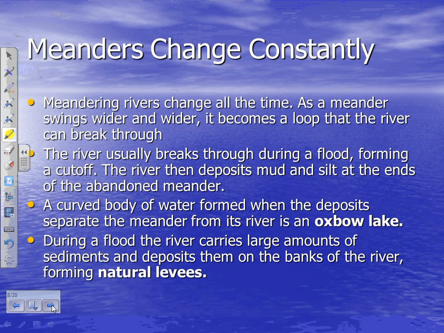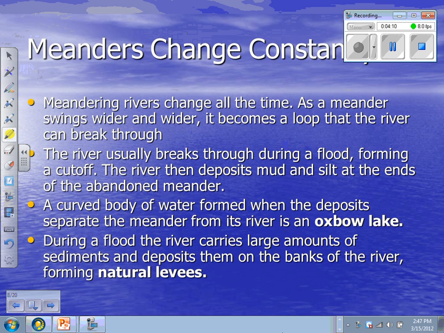Meanders change constantly. Meandering rivers change all the time. As a meander swings wider and wider, it becomes a loop that the river can break through. And you saw, this is the result. The term is headward erosion, and it breaks through. It causes what we call the oxbow lakes. The river usually breaks through during a flood, forming a cutoff. The river then deposits mud and silt at the ends of the abandoned meander. A curved body of water formed when the deposit separates the meander from its river is an oxbow lake.